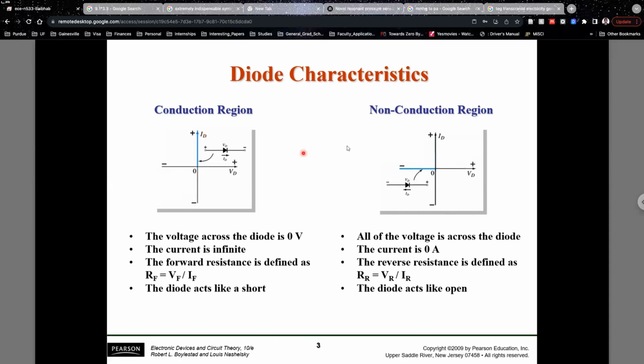On the other hand, you have a non-conduction region when the diode is open circuited, which means that whatever voltage you apply across the diode, the current through the diode will be zero. That's the scenario when the diode is open circuited or reverse biased. So on the left-hand side, you have the forward bias condition, in which case the diode is a short. On the right-hand side, you have the reverse bias condition or non-conduction region. In that case, the diode works as an open circuit.